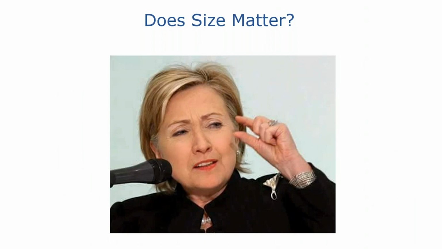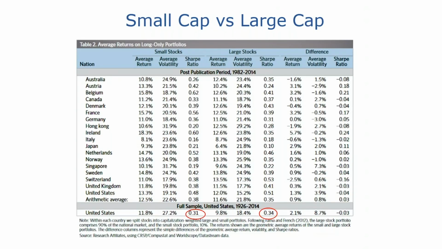Let's take a look at small cap, the size effect. Does size matter? In 1982, Banz came out with his paper showing there was a small cap premium. However, since then, the research has shown that there is no small cap premium. So how can both be true? Well, when Banz did his research, the CRSP database he used had a survivorship bias in it. And once you adjust for that, then there is no more small cap premium.